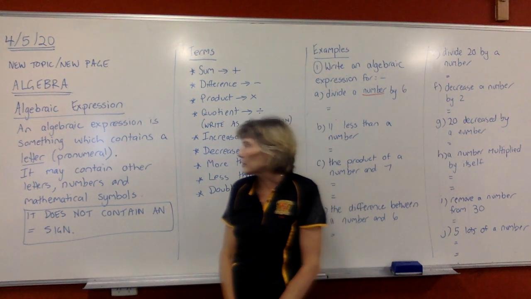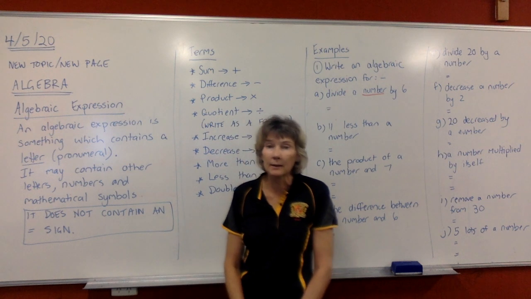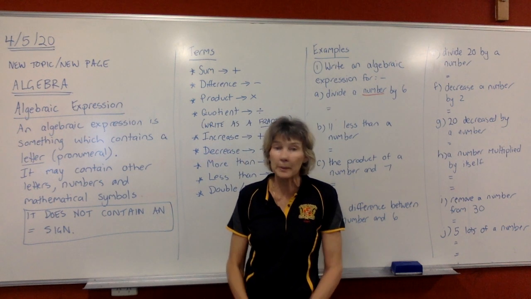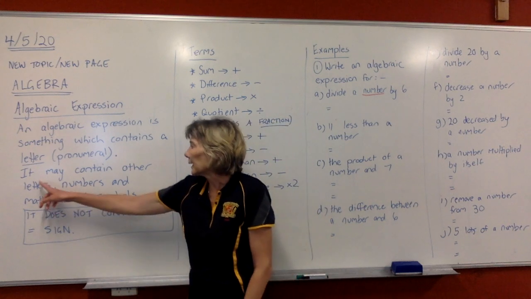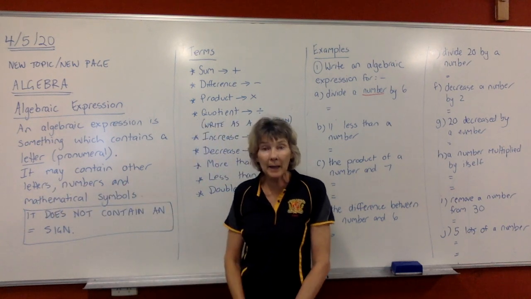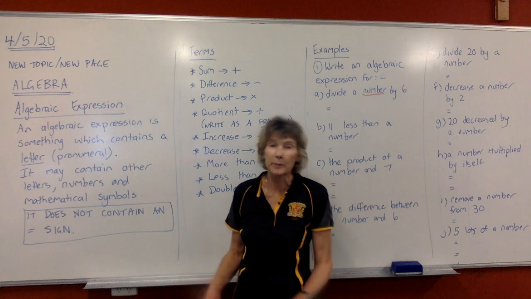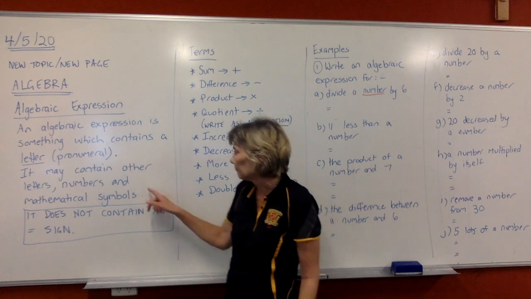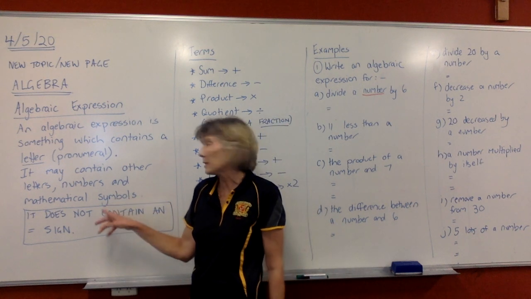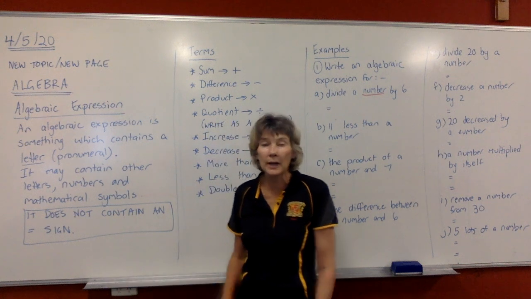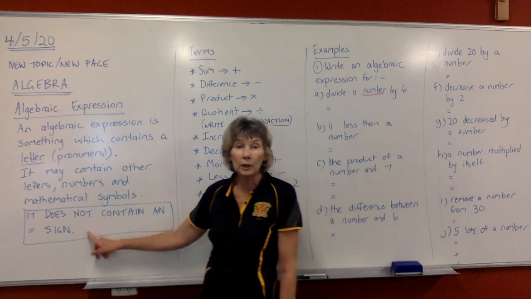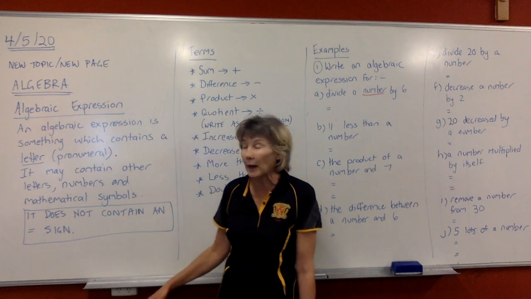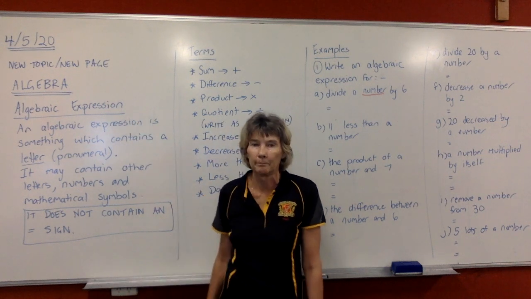An algebraic expression is something which contains a letter, a pronumeral. So it could be just x. That's an algebraic expression. But it could contain other things. There might be other letters in it. It can have lots of letters, powers, roots, whatever. It can have numbers. It can have mathematical symbols. The only thing it can't have is an equal sign. If it includes an equal sign, it becomes an equation, not an expression.